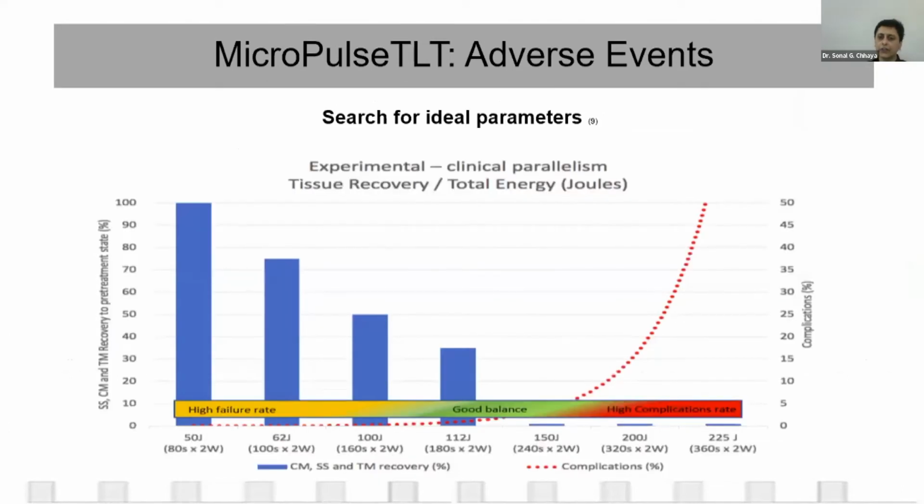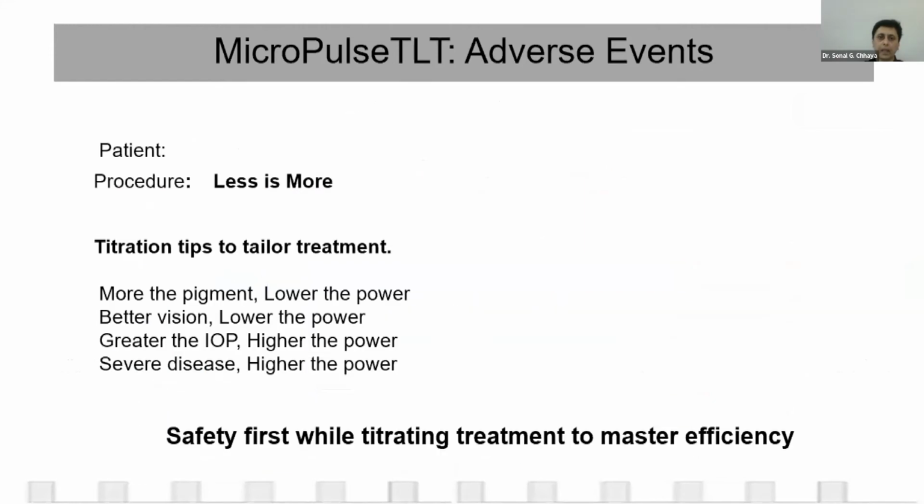So in our search for ideal parameters, we need to balance the success rate with our complication rates. And Sanchez et al. have hypothesized that this sweet spot lies between 112 joules and 150 joules. Adverse events in patients can be due to patient factors such as the severity of glaucoma, other ocular comorbidities, iris pigment, and race. And the dictum in procedure would be less is more.